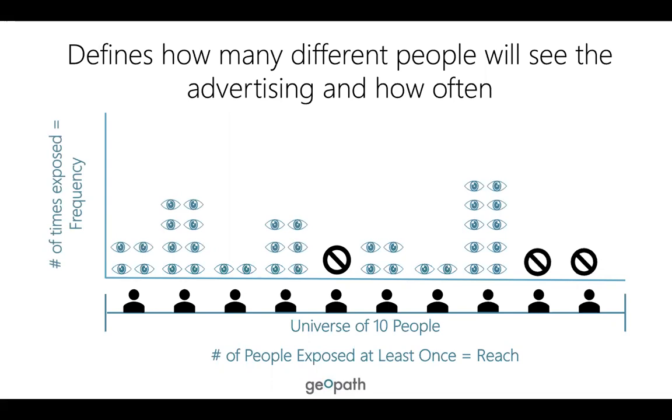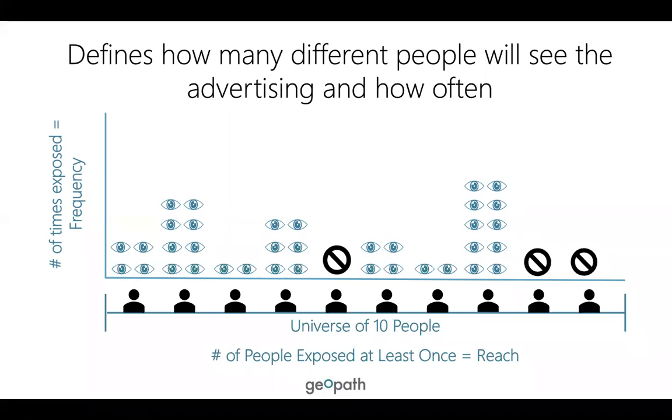The way that we find that out is we look at the number of times that each person saw it and then divide it by the population of the universe. So in this instance, some of these people saw it just once, a couple saw it twice, and some saw it 4 or 5 times. All of that gets factored into the average frequency for the entire universe.